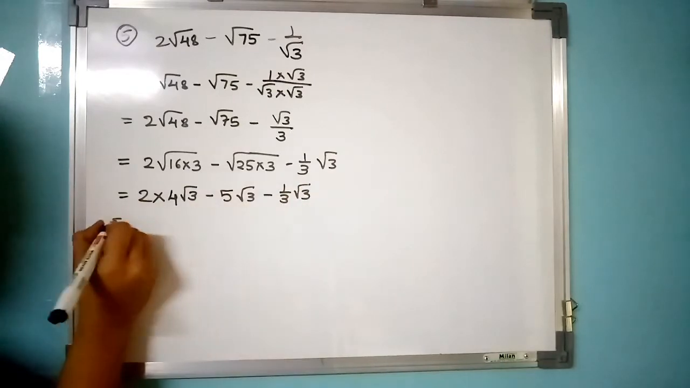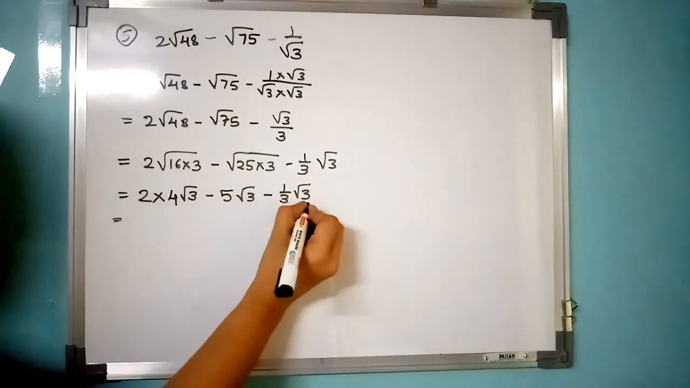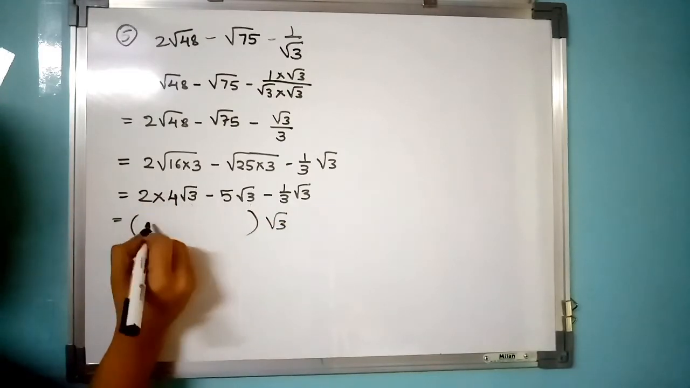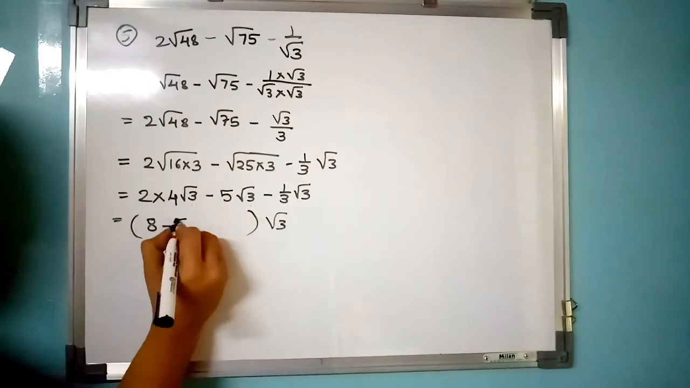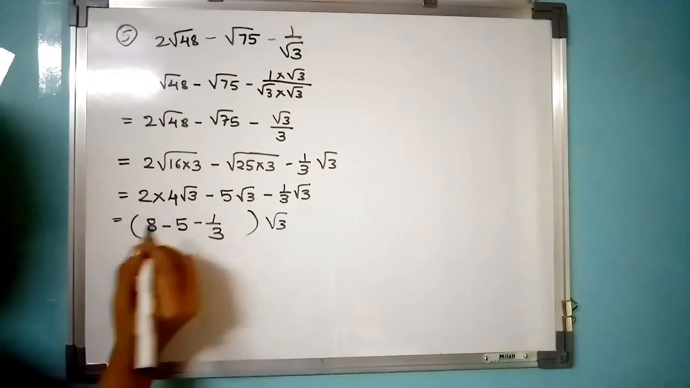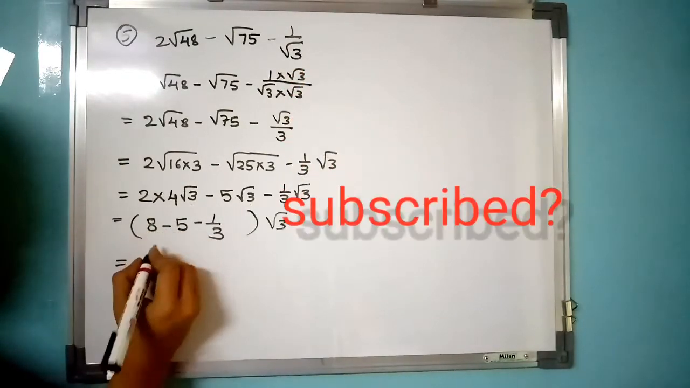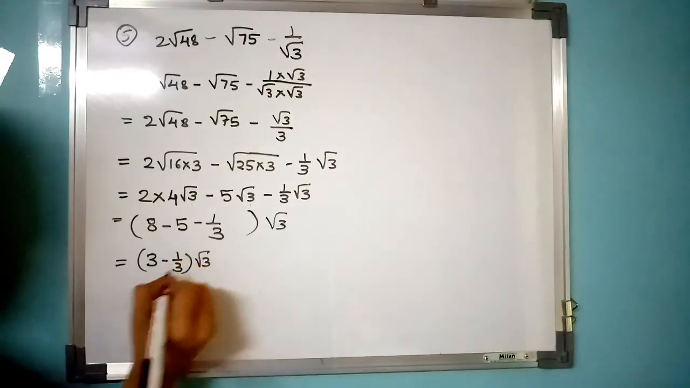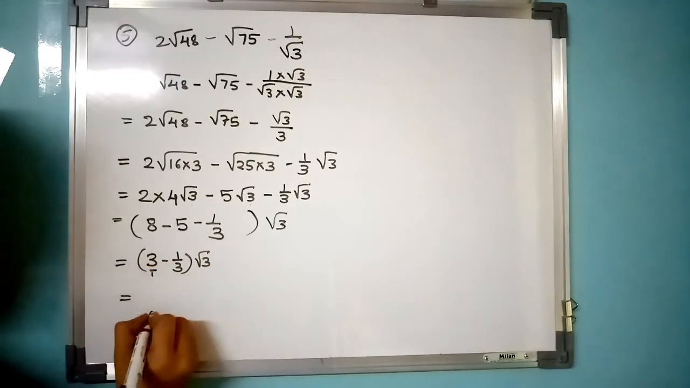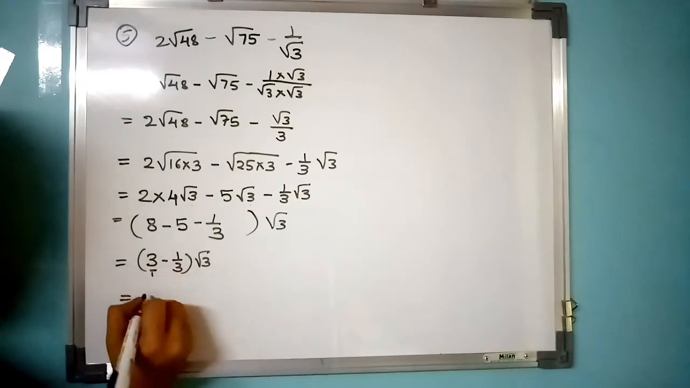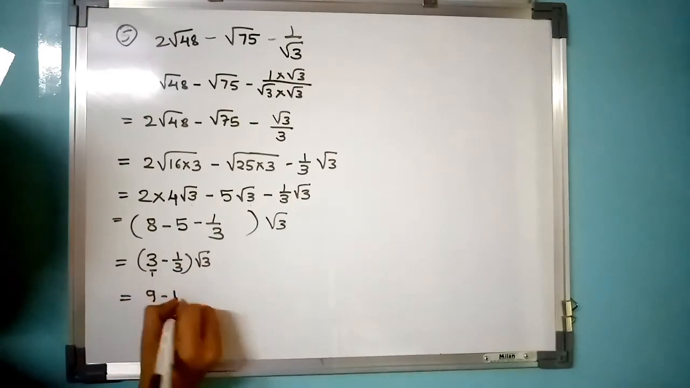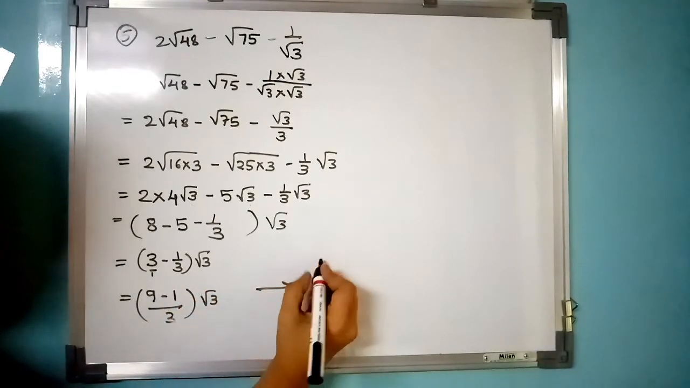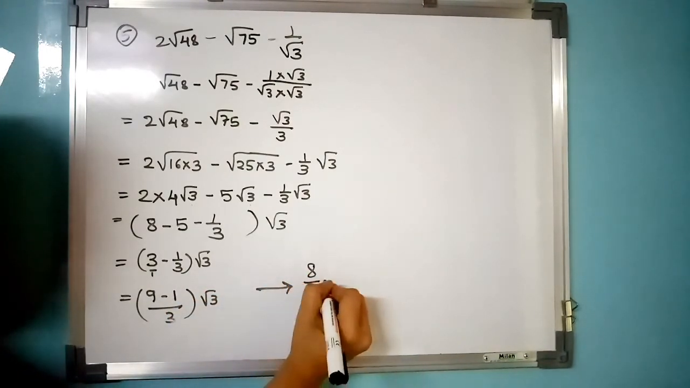Now one can see root 3 is common for all three terms. So 2 into 4 is 8 minus 5 minus 1 upon 3. 8 minus 5 is 3 minus 1 upon 3, root 3. After solving this, we get the answer 8 upon 3 root 3.